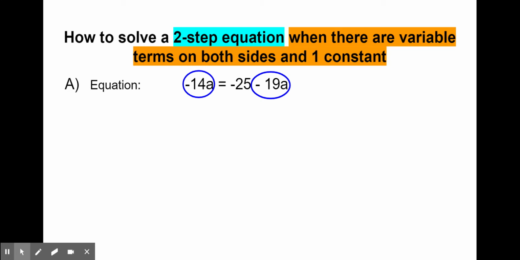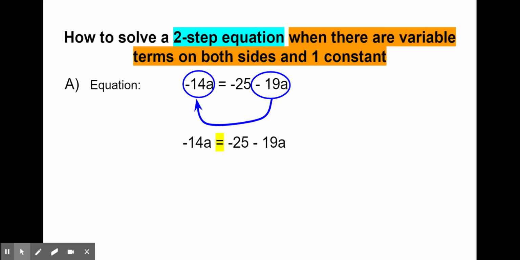So because there's an equal sign between them, we have to somehow get the terms on one side with variables and terms on the other side without variables. So we're going to move our negative 19a over to the left side to be with our negative 14a. To do this, let's take a look at our example.